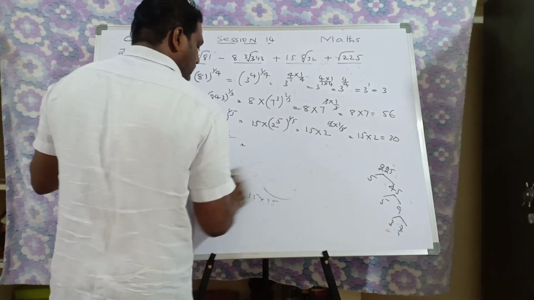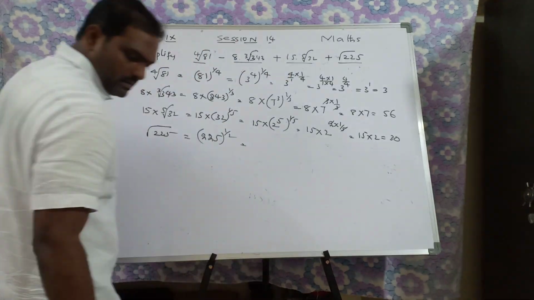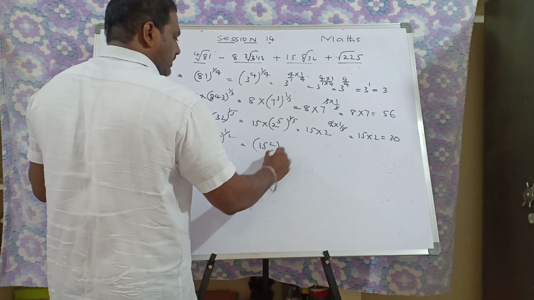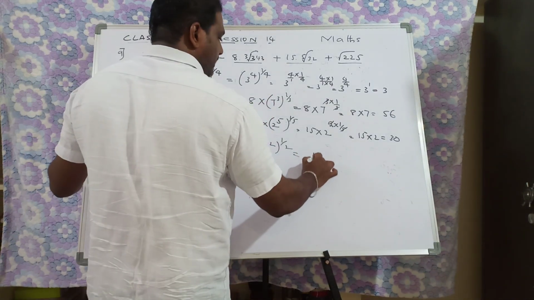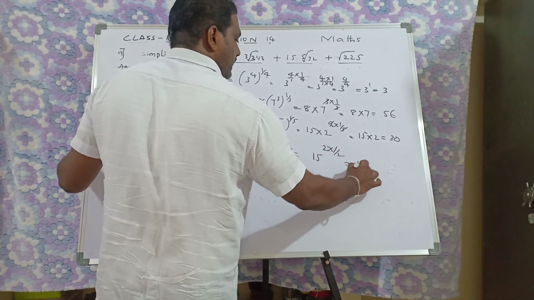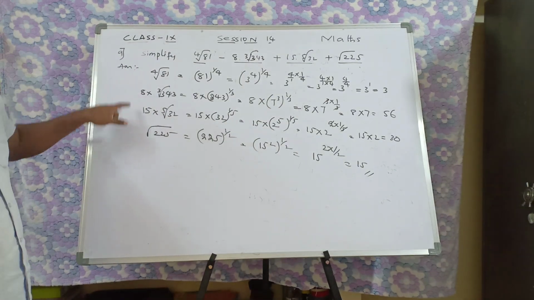Now I'll write it as 15 square whole power 1 by 2. a power m whole power n is a power m into n. That is 15 power 2 into 1 by 2. You will get 15.